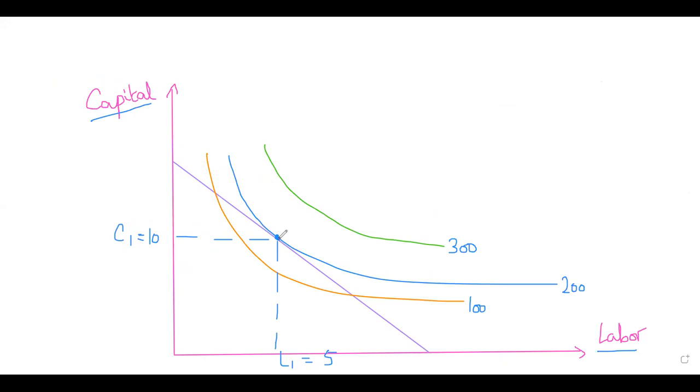Now where the two lines are tangent to each other, as I told you, that shows you producer equilibrium, right? That shows you the quantity of the capital, units of capital and the units of labor that the company would want to hire. Okay. Now at this equilibrium point, Preet, this formula holds true.